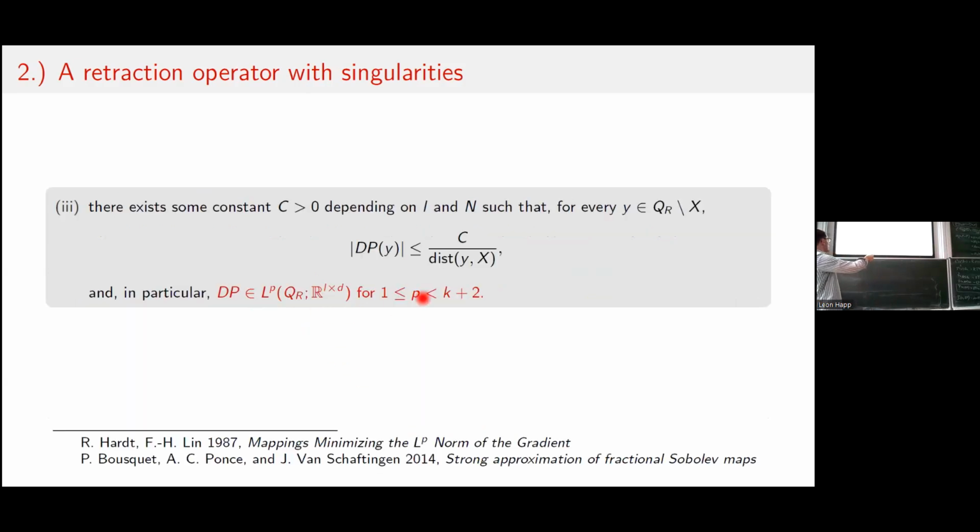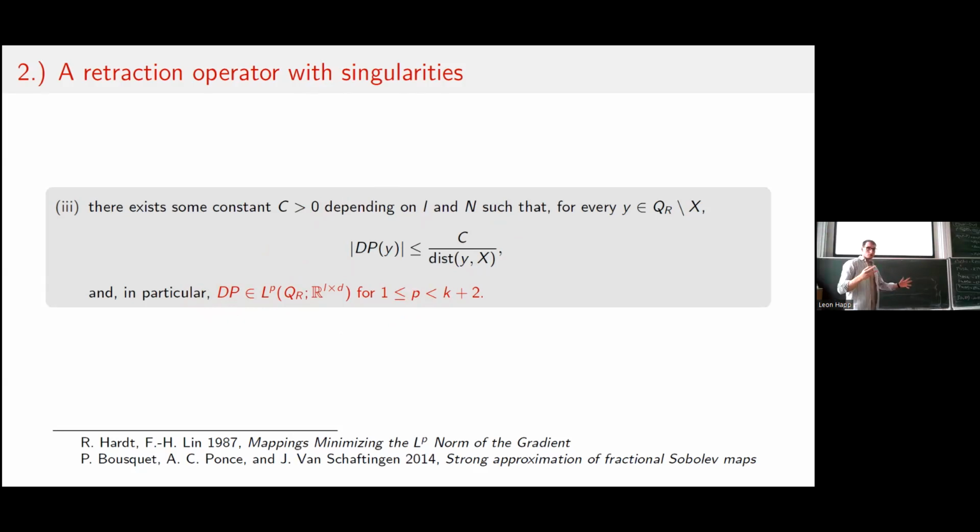And very importantly, we have this bound on the gradient. And in particular, this means that the derivative is in L^p for p smaller than k plus 2. Of course, this is important because if you want to extend the function, we will want to get a Sobolev function in the end. The retraction should better be also Sobolev, right?